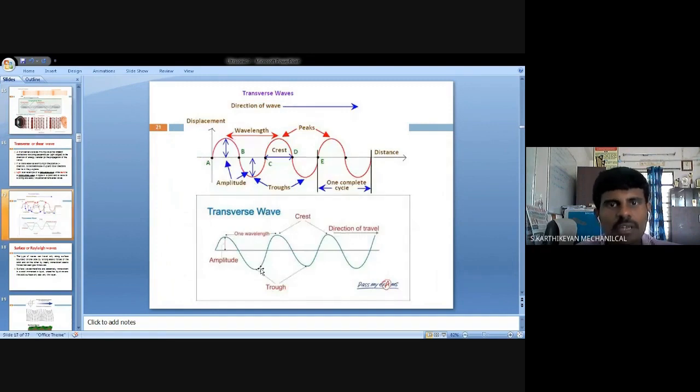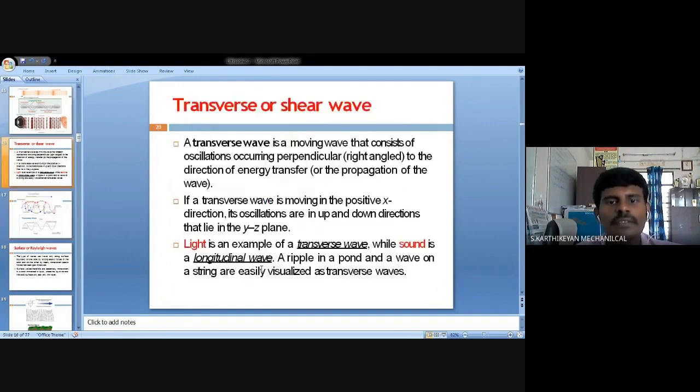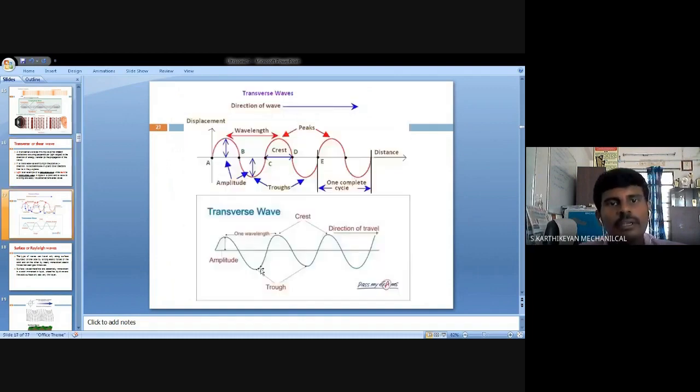We are seeing the transverse waves. Light is an example of transverse waves, while sound is a longitudinal wave. A ripple in a pond and a wave on a string are easily visualized as transverse waves. When you drop a stone in a pond, it creates a transverse wave. That is a good example. Here we see the transverse wave.